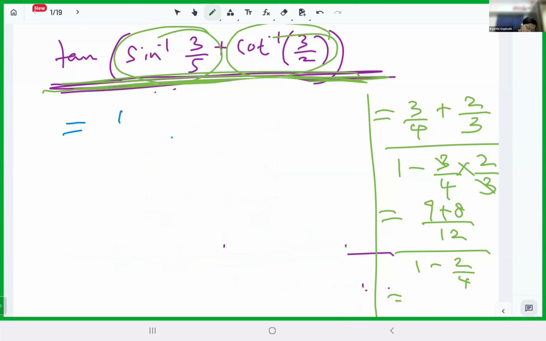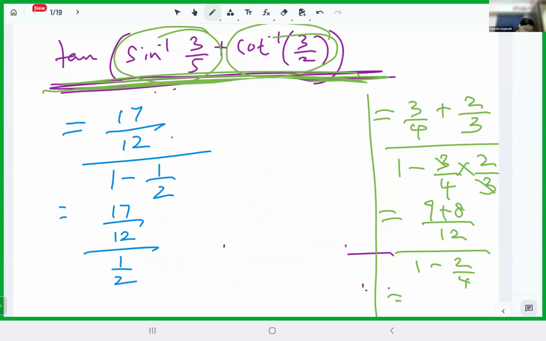9 plus 8 is 17, so 17 by 12 whole divided by 1 minus 1 by 2. 1 minus 1 by 2 is nothing but 1 by 2, right? So 17 by 12 divided by 1 by 2. That is 17 by 12 into 2 by 1. So what is the answer? It is nothing but 17 by 6. Right? We can cancel it. So it is 17 by 6.